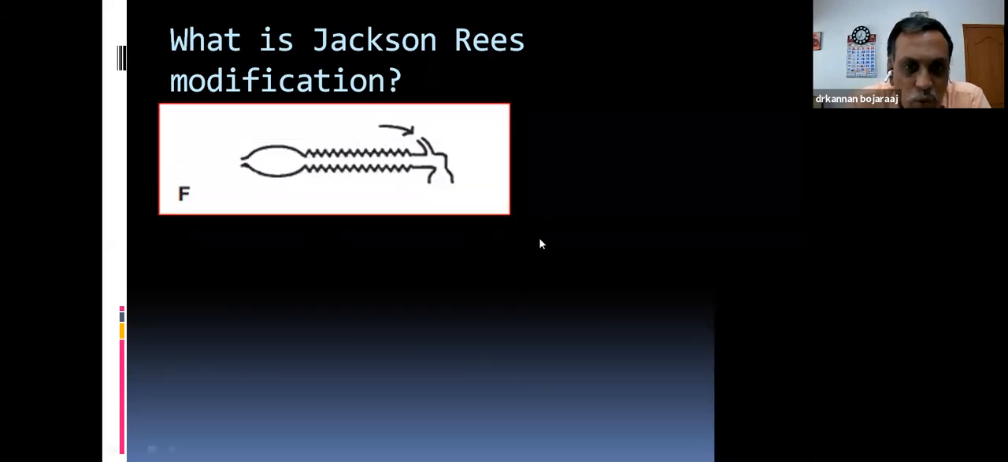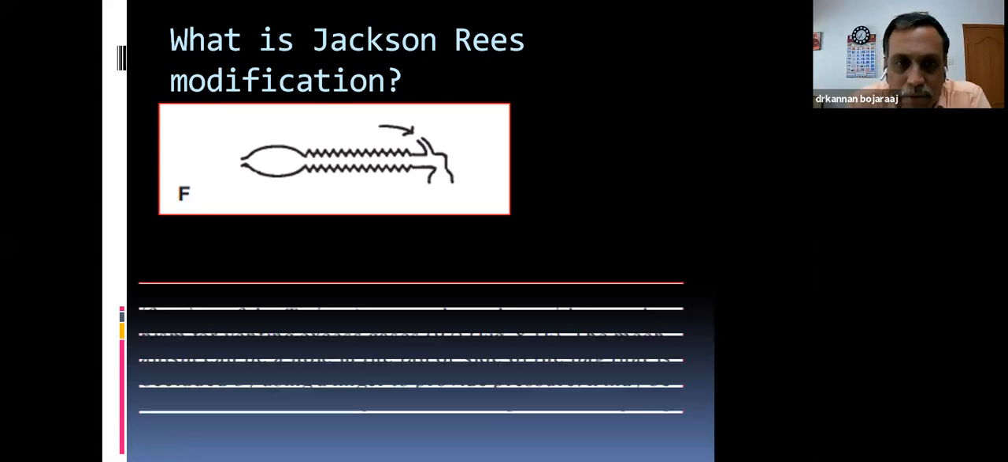So initially, this is the original version of the Jackson-Rees modification: a double-ended open reservoir bag is attached to the expiratory limb of the patient. And there is a port for fresh gas flow that is very near to the patient. So there is a T-piece system attached to the expiratory limb, and this expiratory limb is attached to the double-ended open reservoir bag. Okay, good.